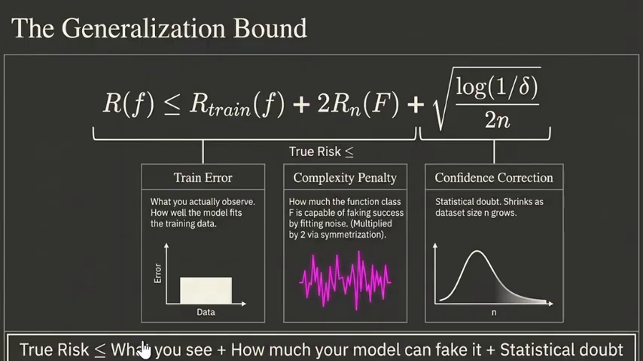Now, we need to know about the generalization bound. The true risk is bounded by three terms: training error plus twice the Rademacher complexity plus a small confidence term that shrinks with sample size. In plain language, the true risk is less than or equal to what you see on the training set, plus how much your model can fake success by fitting noise, and second, ordinary statistical doubt. So these are the three things.